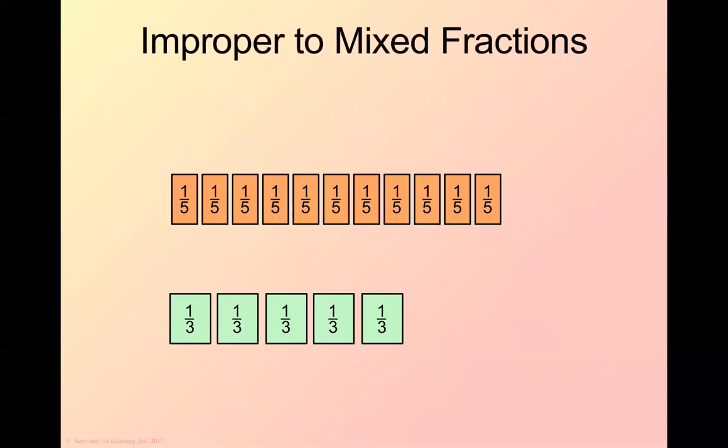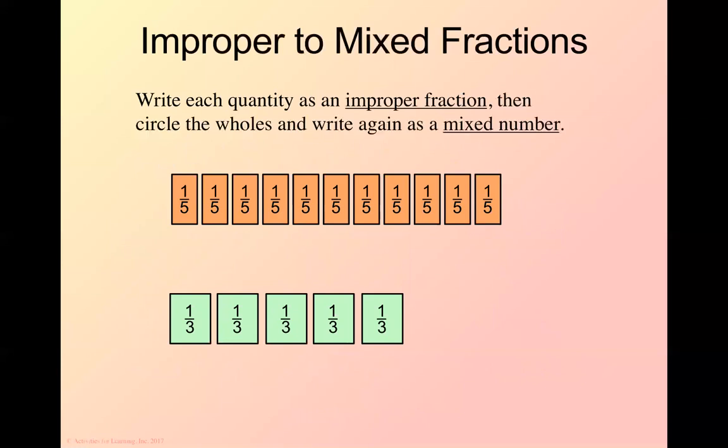So here I've got, wow, a lot of fifths. And what we're going to do is write each quantity as an improper fraction, then circle the wholes and write it again as a mixed number. So this first one here, there's a lot of fifths, and I know some of you are trying to count them right now. Let me help you out here. We actually have 11 fifths.